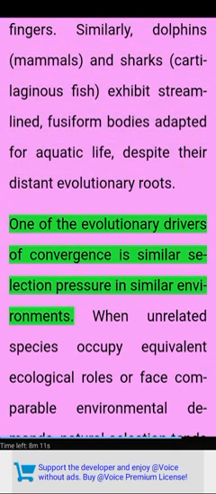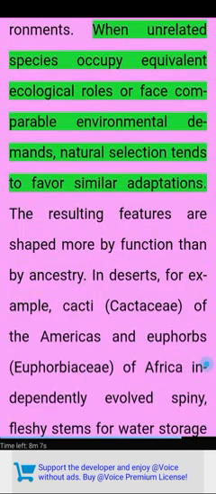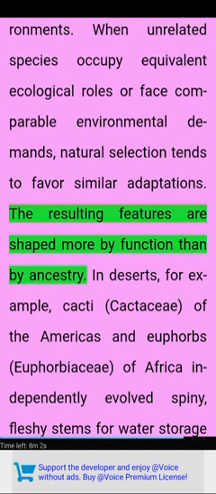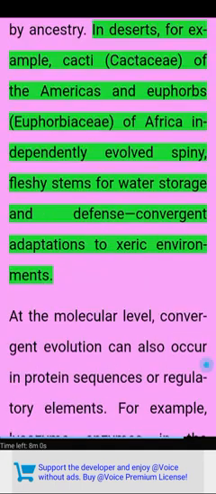One of the evolutionary drivers of convergence is similar selection pressure in similar environments. When unrelated species occupy equivalent ecological roles or face comparable environmental demands, natural selection tends to favor similar adaptations. The resulting features are shaped more by function than by ancestry. In deserts, for example, cacti (Cactaceae) of the Americas and Euphorbiaceae of Africa independently evolved spiny, fleshy stems for water storage and defense, convergent adaptations to xeric environments.